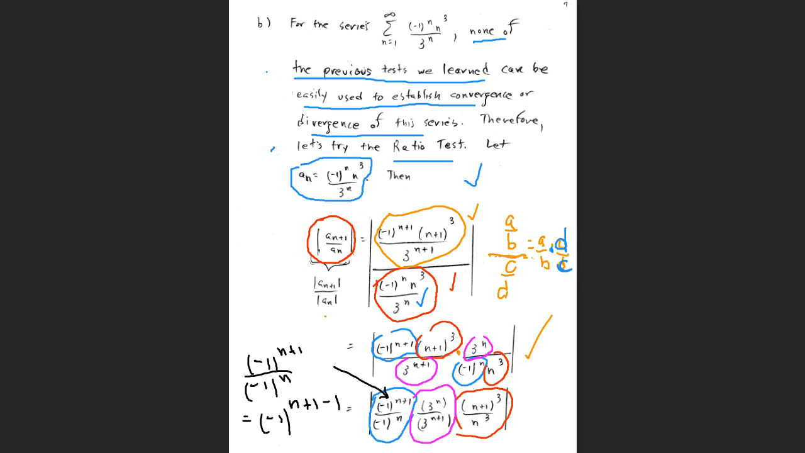We subtract the exponents, right? That's right, Jonathan. And so this would give us negative 1 to the first power. So negative 1 to the n plus first power divided by negative 1 to the nth power is going to equal negative 1 to the first power.